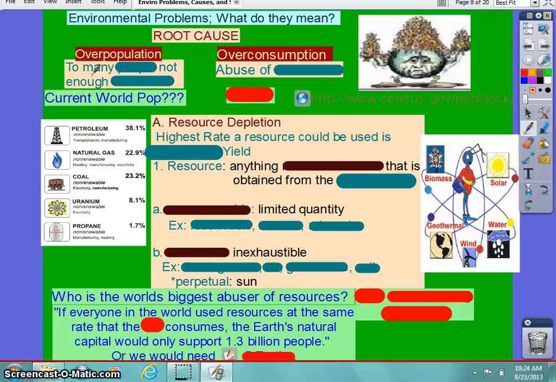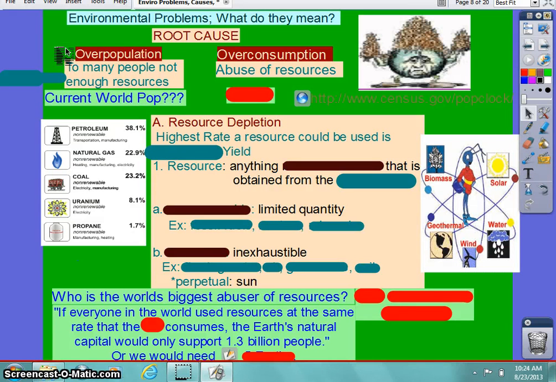So we're going to define each of these, or elaborate on each of the terms. Overpopulation, by definition, who could tell me? Perfect. Too many people, not enough resources. And overconsumption? Abuse of the resource.